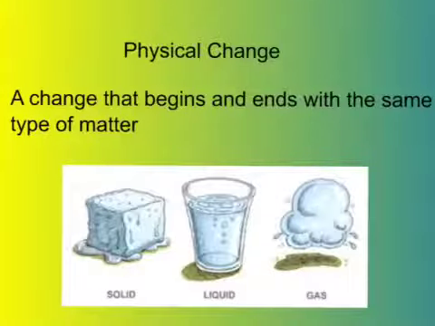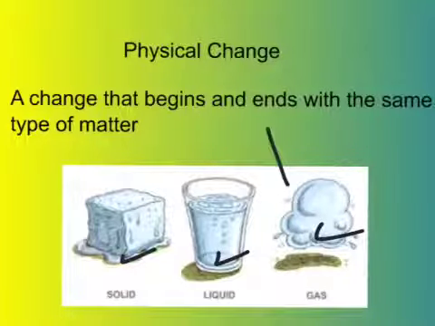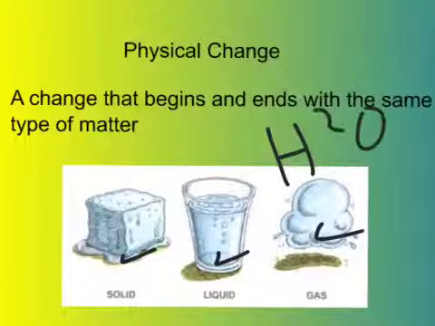Now let's look at how matter can change. First, let's talk about physical changes. A physical change is a change that begins and ends with the same type of matter. As we've discussed before, we have solid water, liquid water, and gas water. However, they are all still H2O. They haven't changed the type of matter they are, they've just changed their state of matter. And that's how we define a physical change.